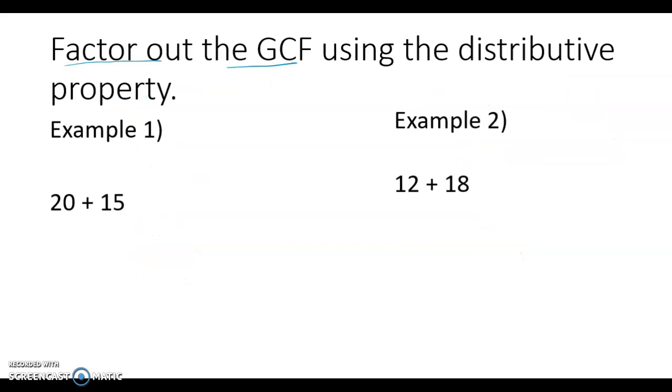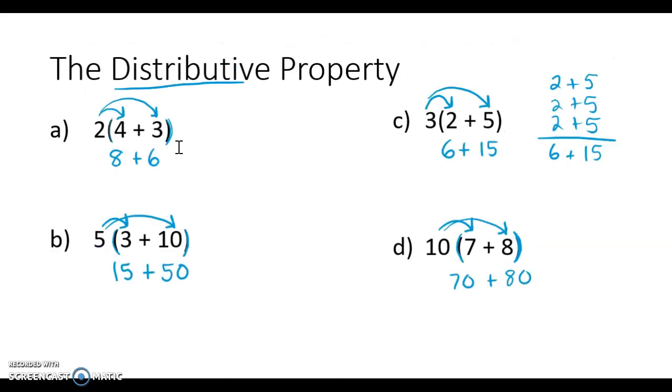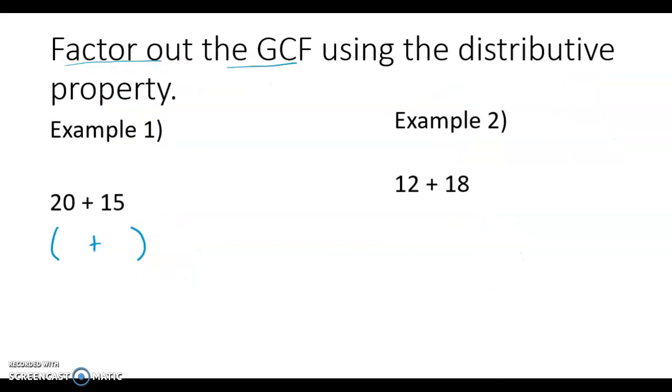Okay, let me just show you the first one. It's going to look in this kind of format. Your answer will, because going back to the first slide, that's how the original problem looked. You had a number outside the parentheses, and then you had something plus something in the parentheses. So we're going to ask ourselves, what is the GCF of 20 and 15? Okay, we think about it. Both of them are multiples of 5, so 5 is the GCF.